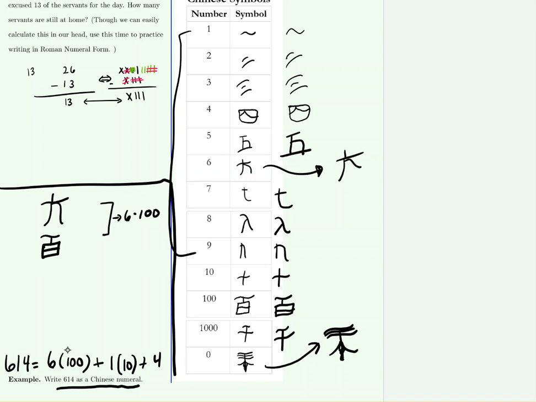Okay, we've gotten that taken care of. Now we do 1 times 10. So the symbol for 1 is here. Symbol for 10 is here. This pairing represents 1 times 10. And then we just write our final digit of 4 here, and here we have expressed 614.